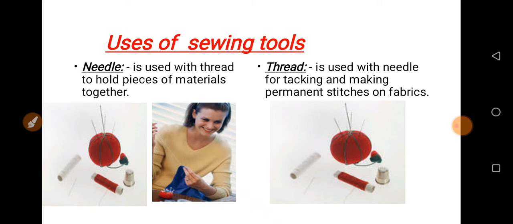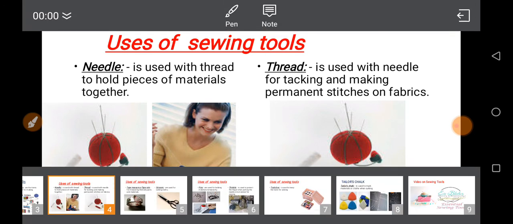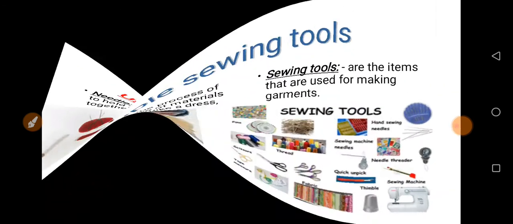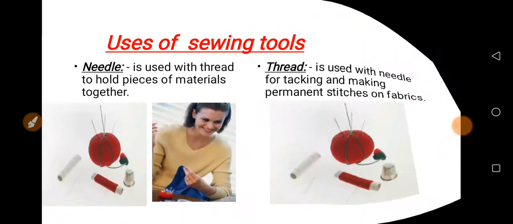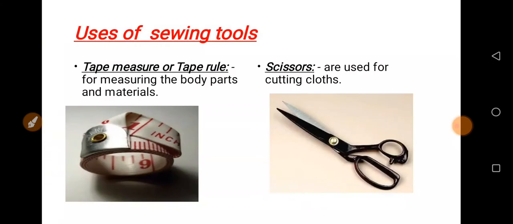This is needle and this is pin cushion. As you can see, this is pin cushion. Now the next one is tape measure or tape rule. Tape measure is used for measuring the body parts and materials.